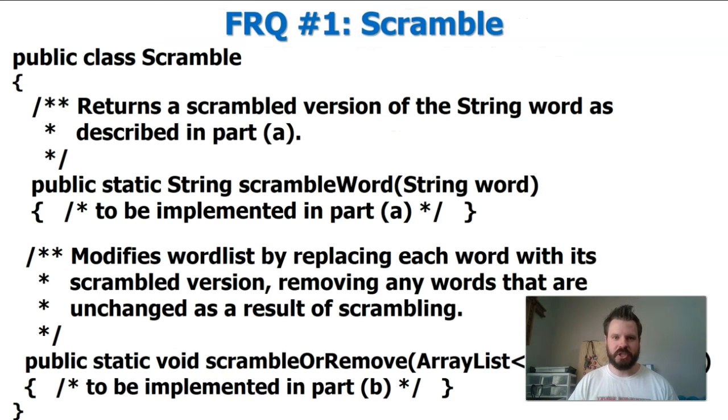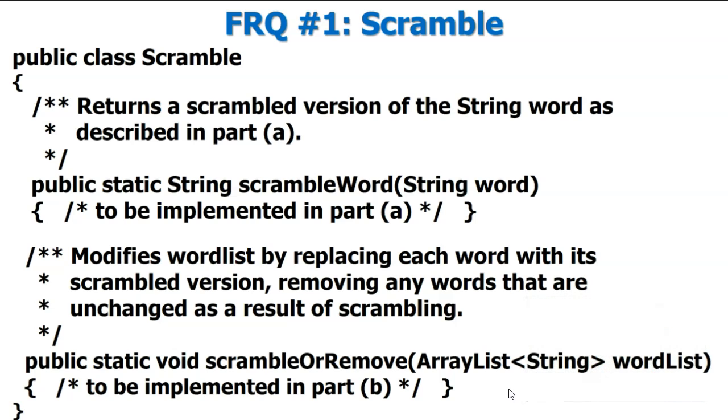The first question deals with a pretty simple Scramble class, and really there's no instance variables or constructors or anything we need to worry about. We're just going to write two different static methods dealing with scrambling things. The first one returns a scrambled version of a string. It takes a word in, returns a string out. The second one modifies a list of words by scrambling them, doing some removing. So we get an ArrayList of word strings in, and we're basically going to modify that list.